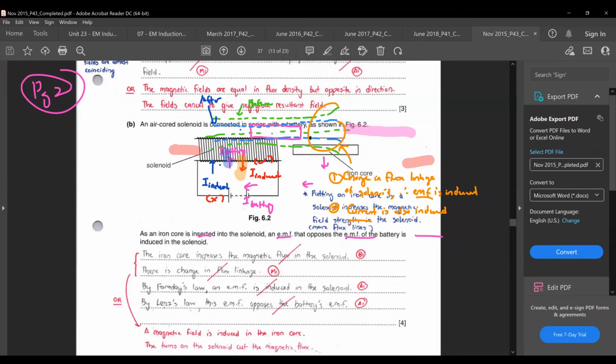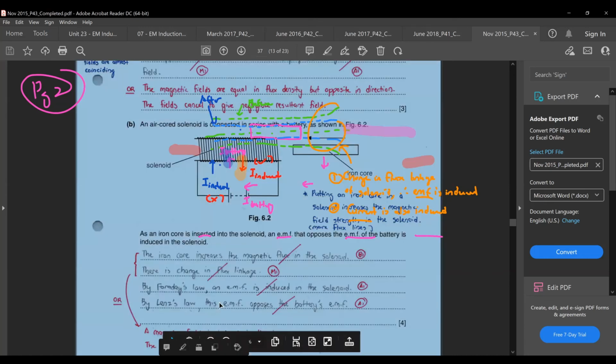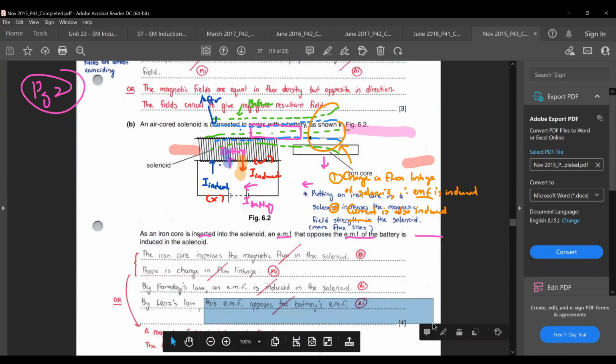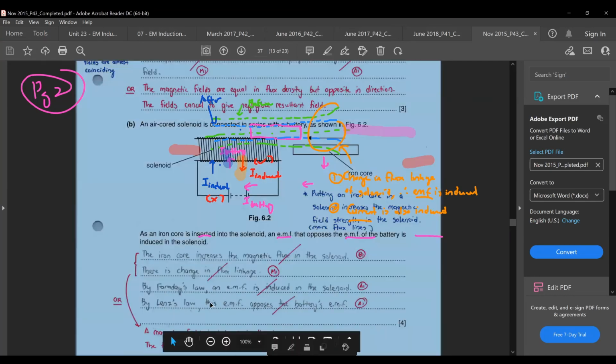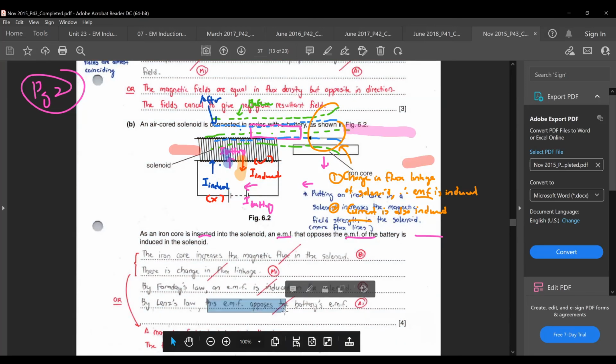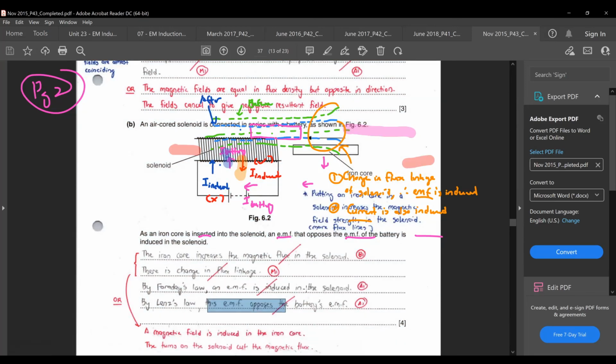Okay. So you see, notice that the answer is pretty straightforward. When you want to explain your answer using Lenz's law, it's always this. They just say that the induced current causes a magnetic field that opposes whatever. And then like in your case here, they say the induced EMF opposes the battery's EMF by Lenz's law. They didn't really explain in detail how it does that. They just say, oh, because of Lenz's law, this one will oppose. That's all. Okay, right?